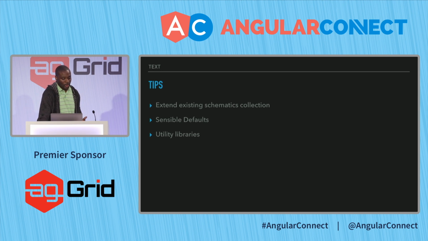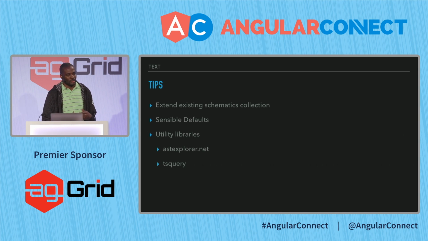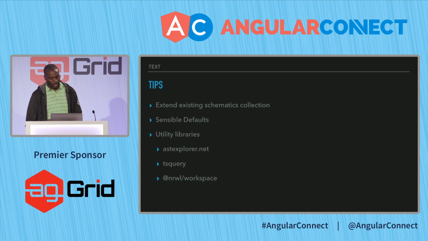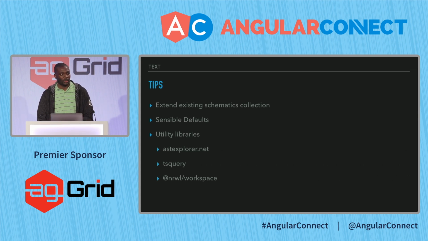Use utility libraries or sites, as I mentioned before. astexplorer.net lets you look at the AST just online by pasting the code in. There's also tsquery, which is great for working with ASTs. It has a syntax similar to CSS selectors that you can use. And even the Nrwl workspace schematics, or Nrwl workspace library, has a lot of utility functions because we've written a lot of schematics before, and common functions that you can use to modify your package JSON files to just make those easier to work with.